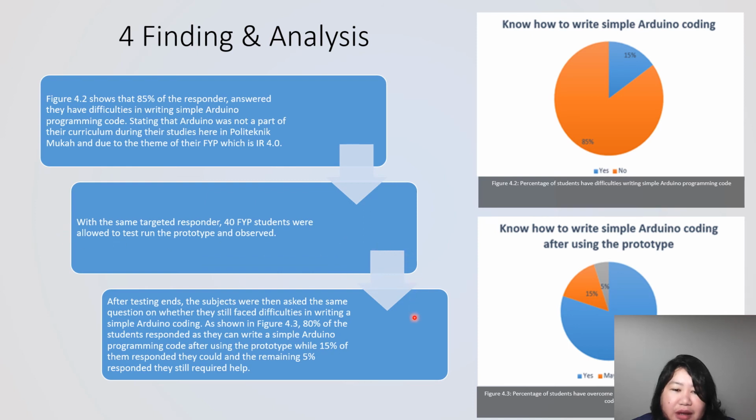Next, after the testing ended, the subjects were asked the same question on whether they still face difficulties in writing simple Arduino coding. As shown in Figure 4.3, 80% of the students responded that they can write simple Arduino program code after using the prototype. Meanwhile, 15% of them responded they still could not. Then the remaining 5% responded they still require help.